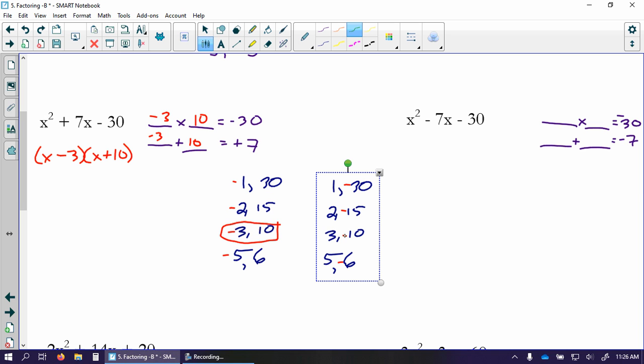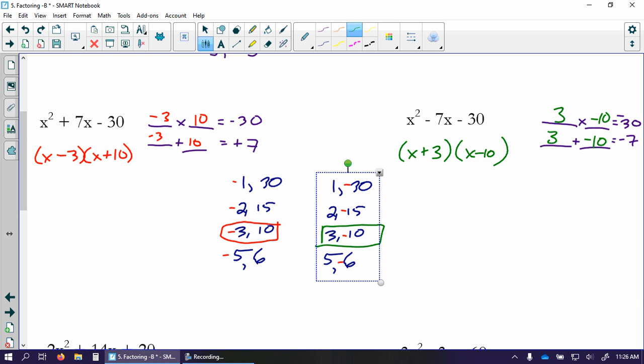The flip side, if I want negative 7, I'm going to want this one. Because 3 plus negative 10 is negative 7. 3 times negative 10 is negative 30. So this is going to factor into x and x, but in this case, it's going to be positive 3 and negative 10. So we have to watch that sort of thing.